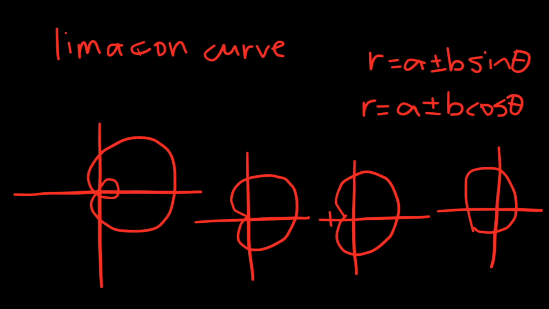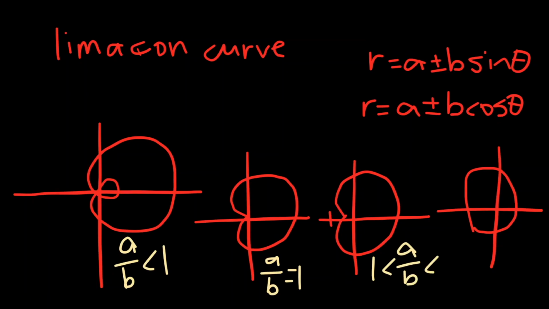So if your a over b is less than 1, then you're going to have a limaçon with an inner loop. And if your a over b is equal to 1, then you're going to have a cardioid, and you're going to have a dimpled limaçon if your a over b is less than 2 but greater than 1. And if your a over b is equal to 2, then you're going to have a convex limaçon.